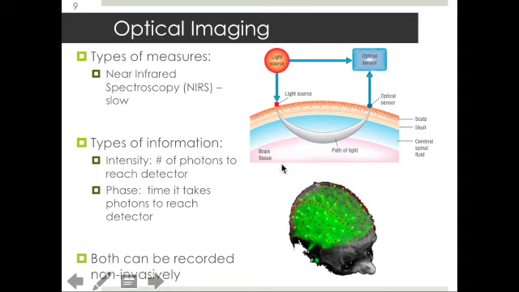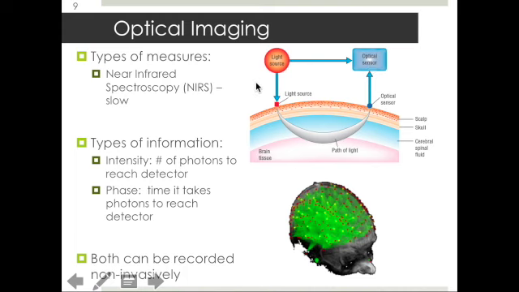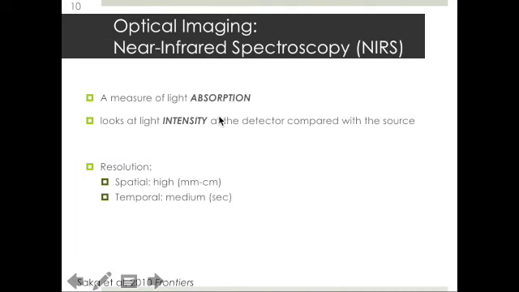And there are a couple types of measures. One is absorption and another is intensity. So one example of a measuring device is near-infrared spectroscopy, which is a relatively slow technique. It's a measure of light absorption, looking at light intensity at the detector compared with the source, right? So the idea is that if there's a lot of change in intensity at the optical sensor relative to the source, you can know that there's more activity going on.